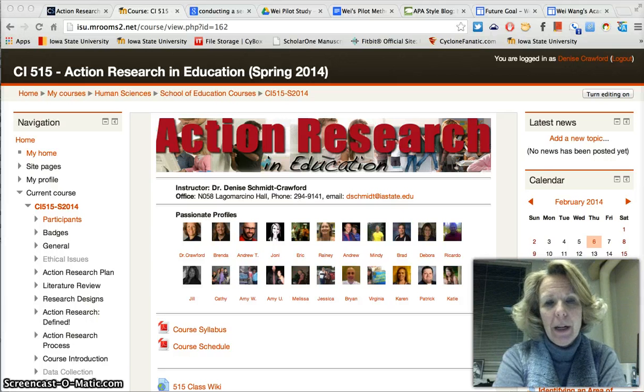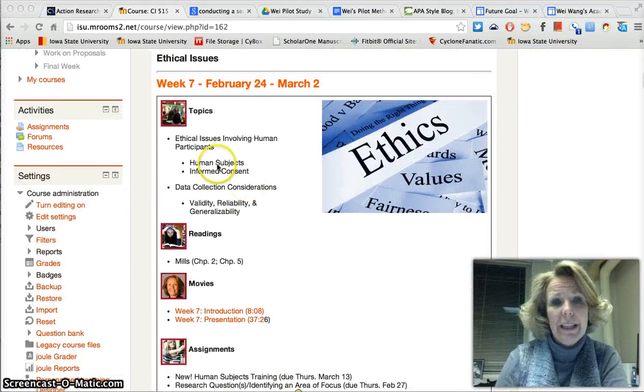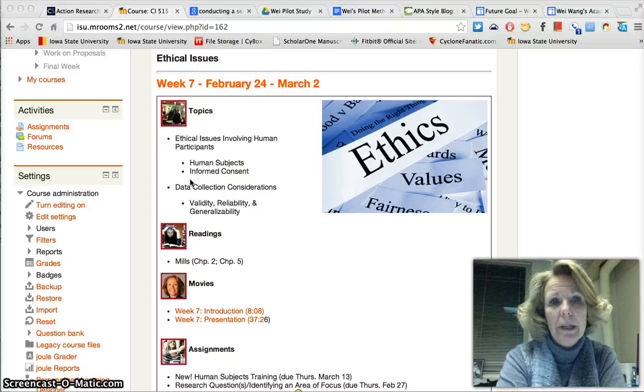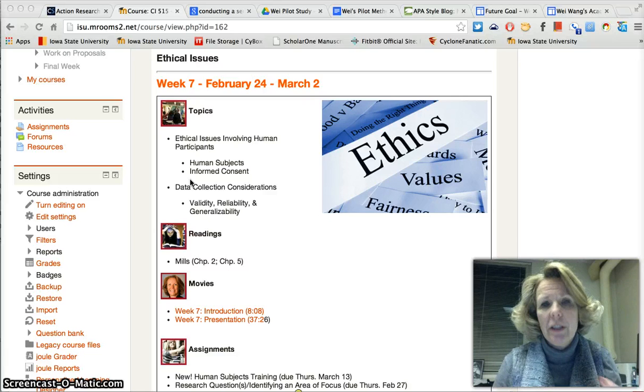Our topics for this week, we are in week 7, and so you will see that the topics I'll be covering in the presentation have to do with ethical issues relevant to action research. And then I will also get into a little bit about the quality of research, specifically talking about validity, reliability, and generalizability and what those mean to you. I think you'll have a busy week just getting caught up to those.